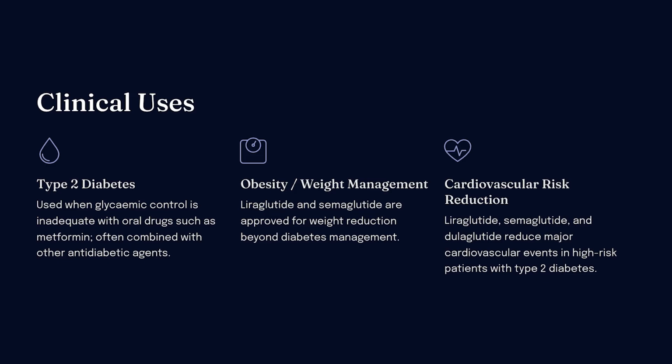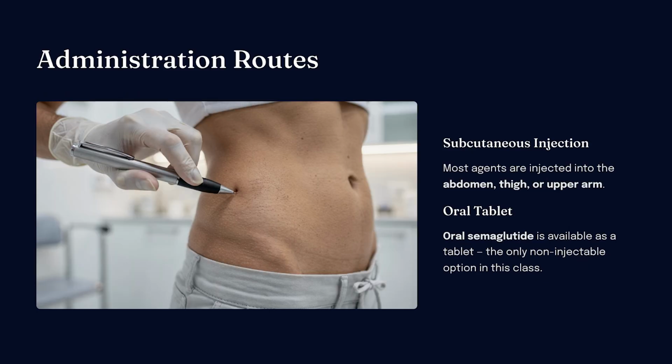A second major use is obesity and weight management. Drugs such as Liraglutide and Semaglutide reduce appetite, increase satiety, and promote significant weight loss. Because of these effects, they are approved for weight reduction even in some patients without diabetes. Another important benefit is cardiovascular risk reduction. Clinical studies have shown that Liraglutide, Semaglutide, and Dulaglutide reduce major cardiovascular events in high-risk patients with type 2 diabetes.